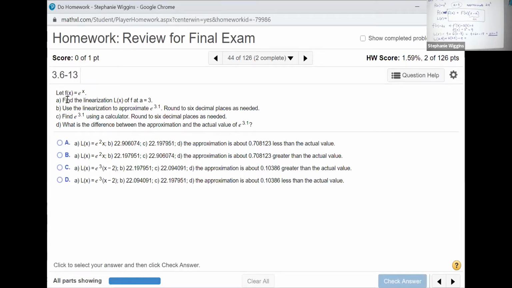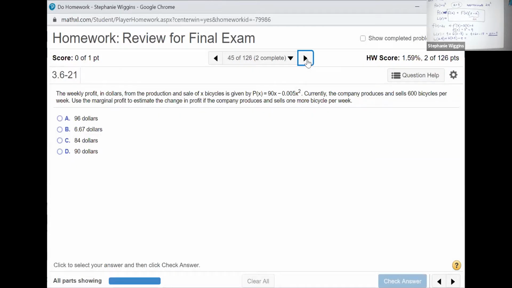All right, so this is the same situation. The only difference here is we have a different function. And this is pretty easy though, because the derivative of e to the x is equal to e to the x. Okay, so make sure you know your derivative rules for these.